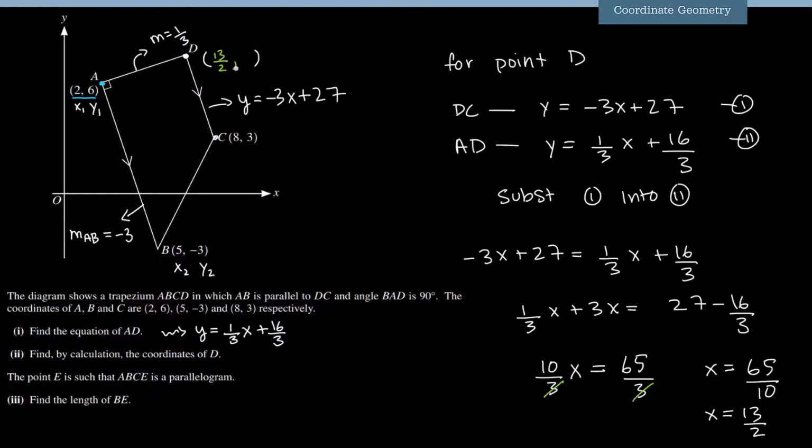Now to find the corresponding y coordinate, I am going to substitute this value of x in either one of these two equations. Since equation 1 is simpler, I'll put this in equation 1 and I'll get y is equal to minus 3 times 13/2 plus 27. And if I put all of this in the calculator, I'll get 15/2. So the y coordinate of point D is 15/2. This was the answer to the second part of the question.